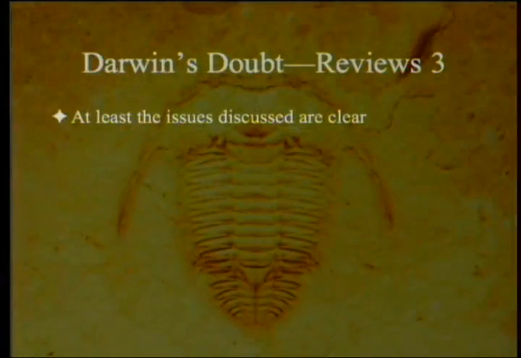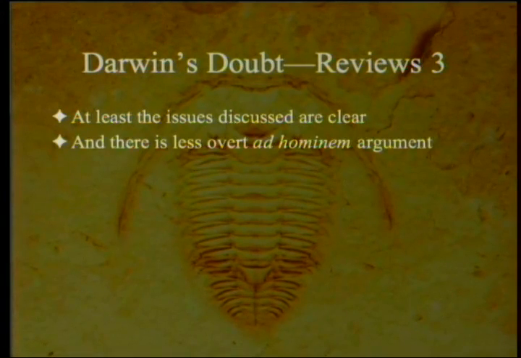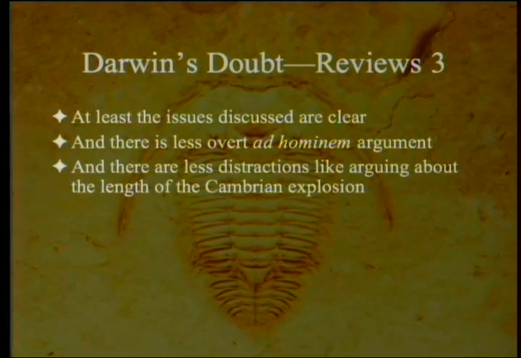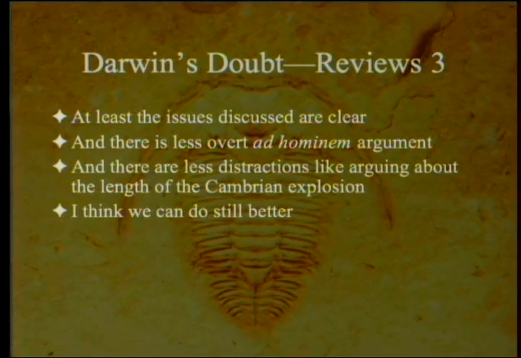Now, I will say this about the review that we just were looking at. I think the issues discussed are clear. It's a lot easier to read him than, for example, Matsky. I think that there is less overt ad hominem argument, although there's some subtext of it, I think. And I think there are fewer distractions like the arguing about the length of the Cambrian explosion, because Marshall knows that's not a good argument. I think we can still do a little better.